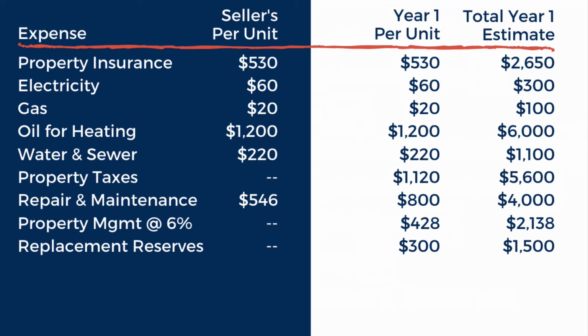And many things probably already have been replaced multiple times over the history of this property. This is a tough estimate to make, but let's say based on the condition of this building, we roughly think it's going to cost us $300 per unit per year, and will be covered when we do have to replace those big things down the road. For this and all these other expenses, a property manager is a great resource to get some base data.